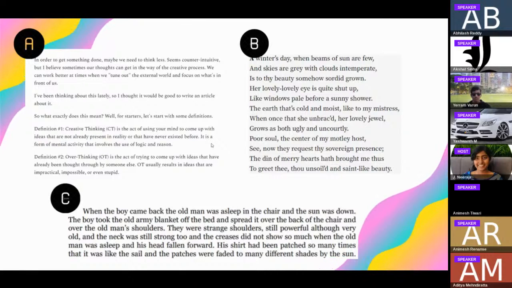Okay, so there are three of them, and some of them are written by AI, some of them are written by human. You have to figure out which of them are being written by AI and which of them are being written by human. You can write your answers in the chat. Okay, so I'm getting some answers here. Okay, so can I have the next slide, please?